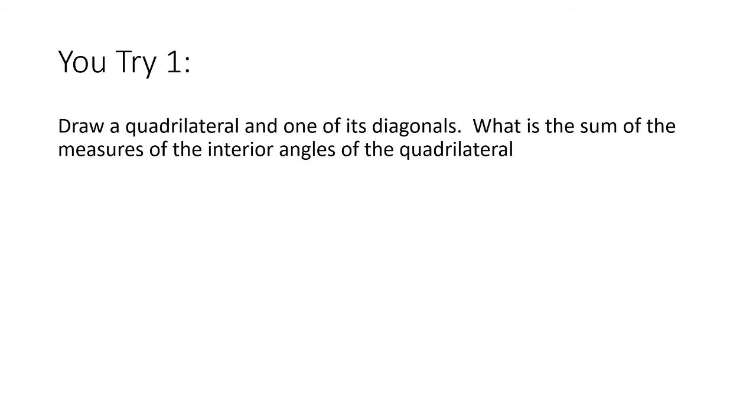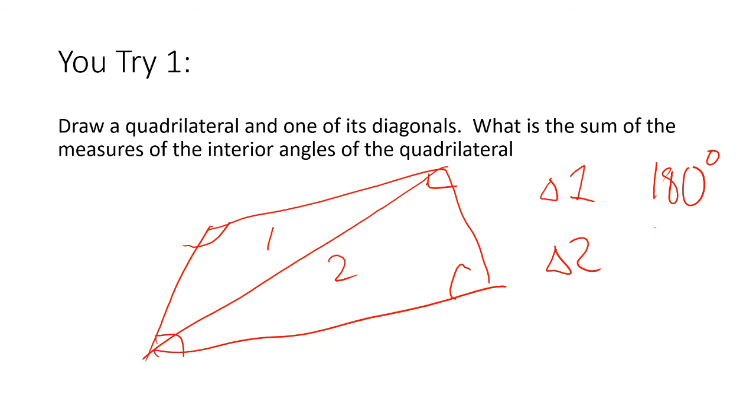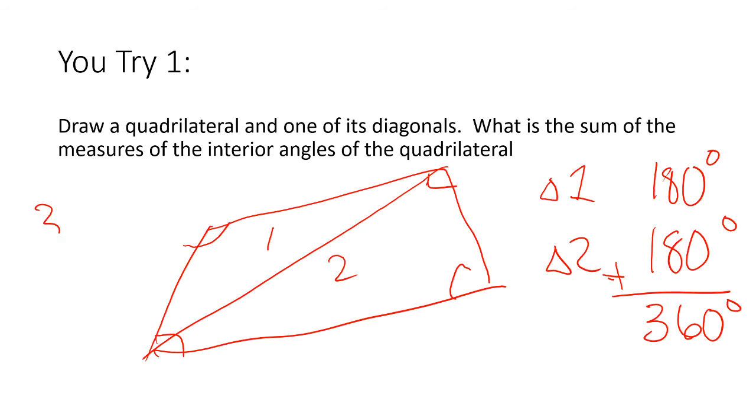Now that you've tried it on your own, let's do it together. So we want to draw some sort of quadrilateral and one of its diagonals. What is the sum of the measures of the interior angles of this quadrilateral? Well, I can make 2 triangles. Triangle 1 is going to have 180 degrees. Triangle 2 is going to have 180 degrees. So if I add those together, I'm going to get 360 degrees. Then I need to divide up those 360 degrees across all 4 interior angles, and I'll get 90 degrees.